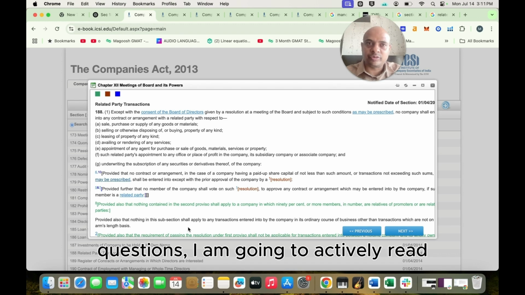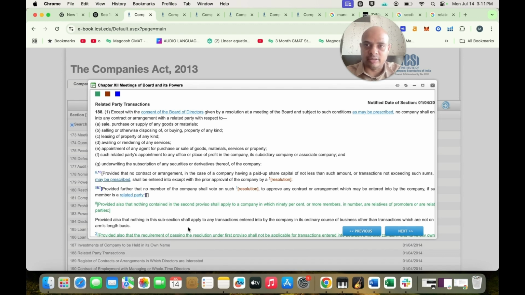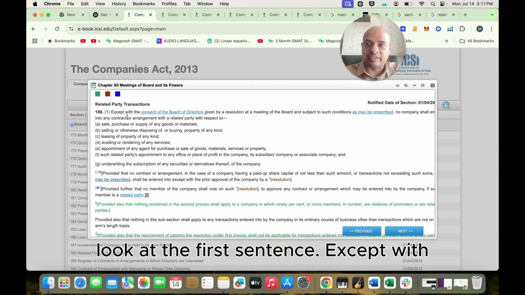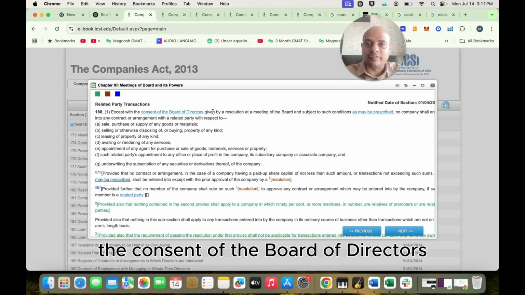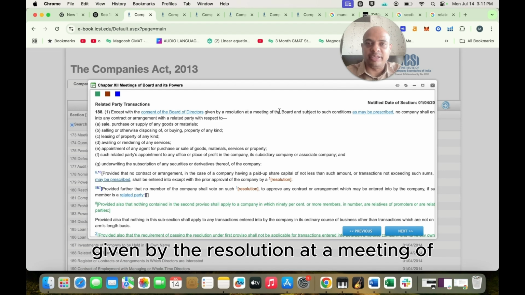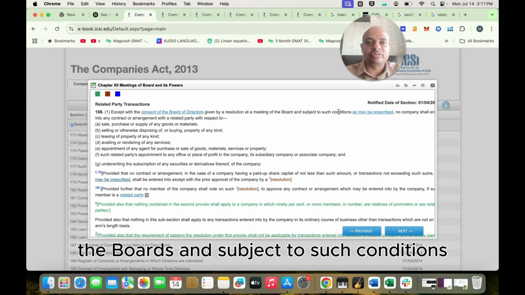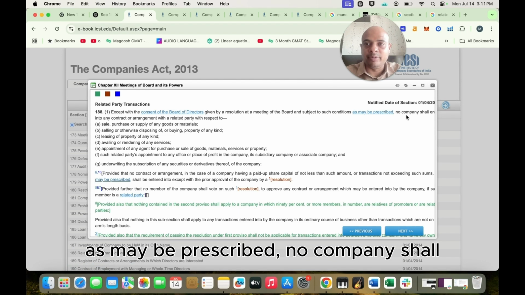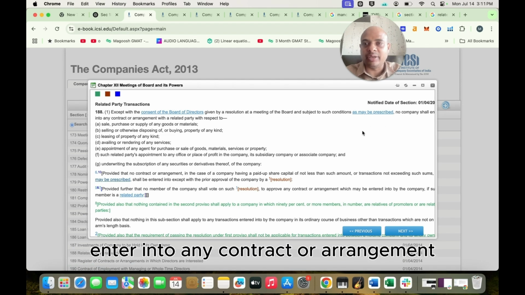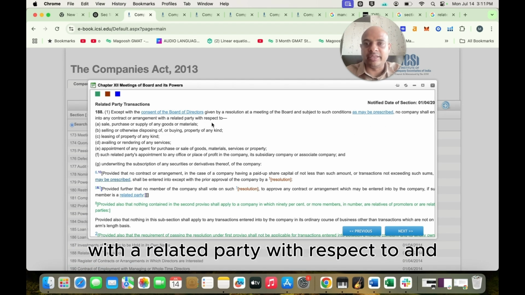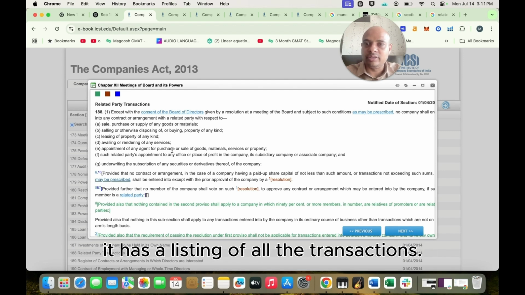Because I have these questions, I'm going to actively read 188 when I look at it. So look at the first sentence. Except with the consent of the board of directors given by resolution at a meeting of the board and subject to such conditions as may be prescribed, no company shall enter into any contract or arrangement with a related party with respect to, and it has a listing of all the transactions.